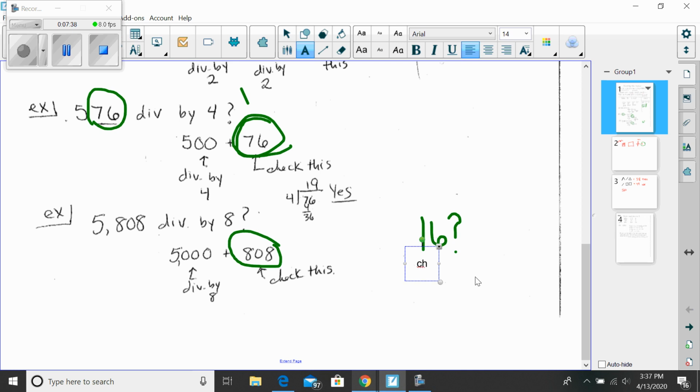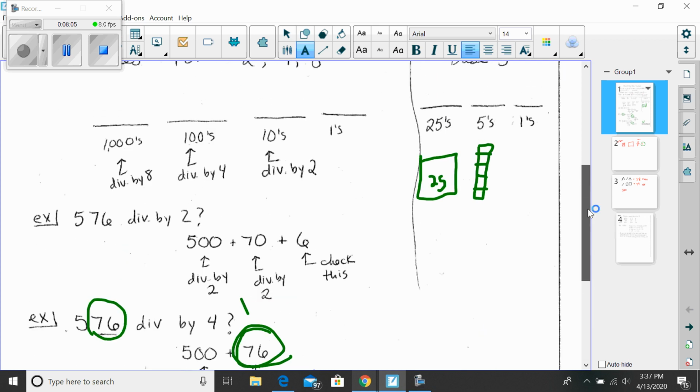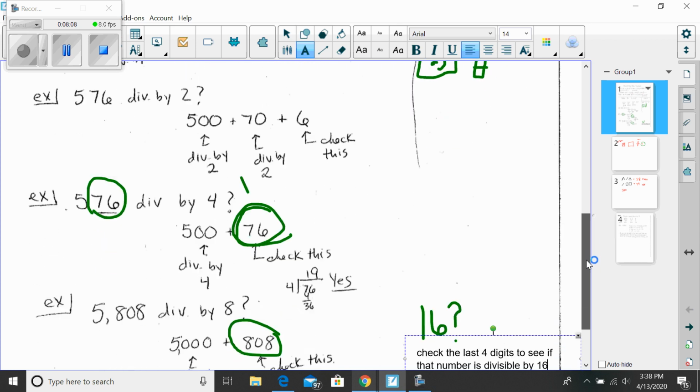But the rule for 5 and 10 is very similar, right? The rule for 5 and 10 is, we only have to look at the last place to see if it's divisible by 5 and 10. That's because my 10 is divisible by 10, obviously, and divisible by 5 also, okay? Meaning that it all comes down to what's in the 1's place.